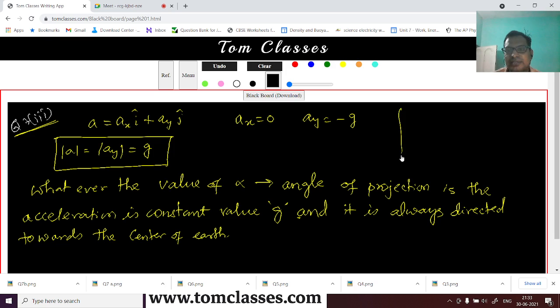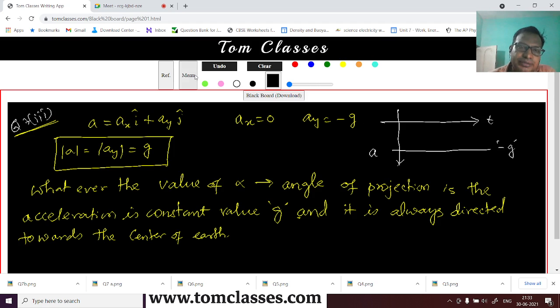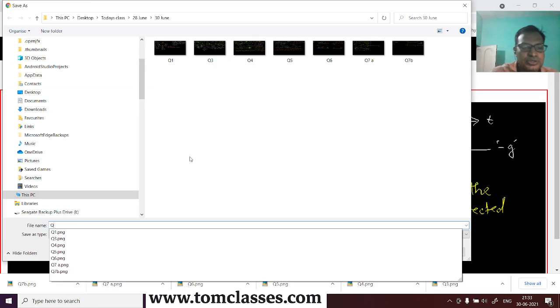So if I have to draw this graph, I am going to draw it like this. This is time t and this is acceleration on the negative side, right? So this value is always going to be minus g, right? The graph will be like this. So for all angles, the graph is going to be only one. Is that okay? Okay, all right. So let me save this. This is question 7c.